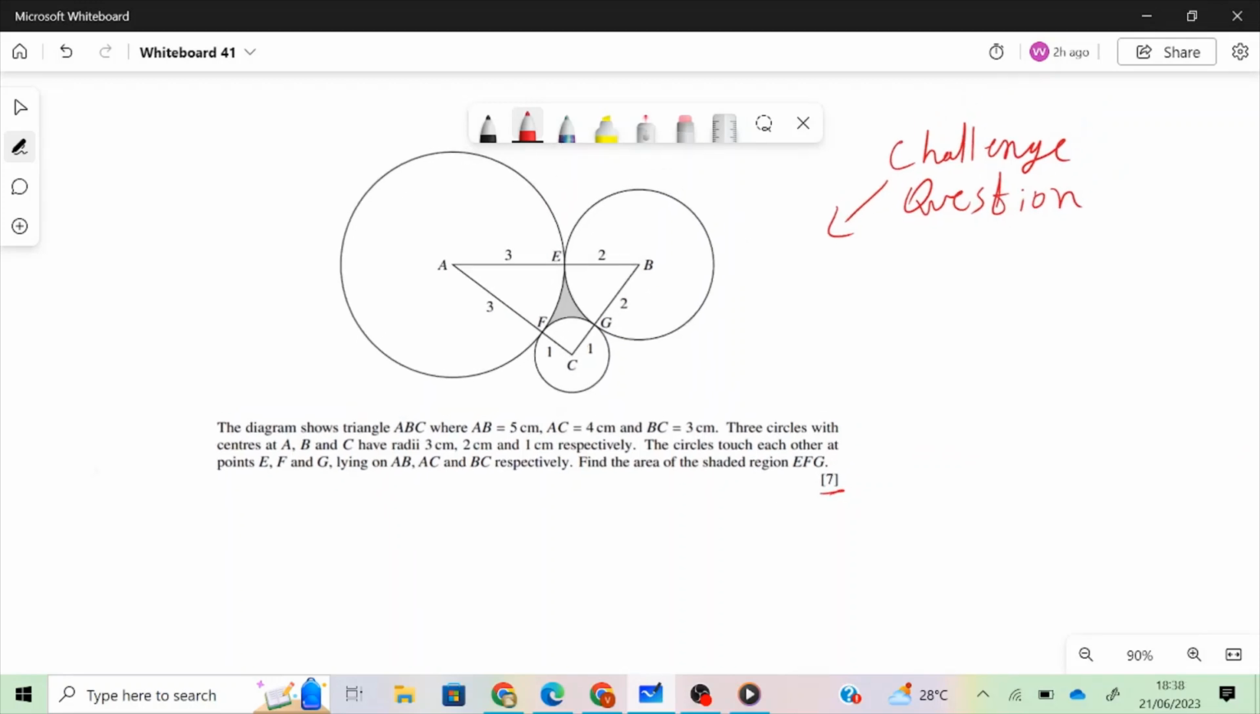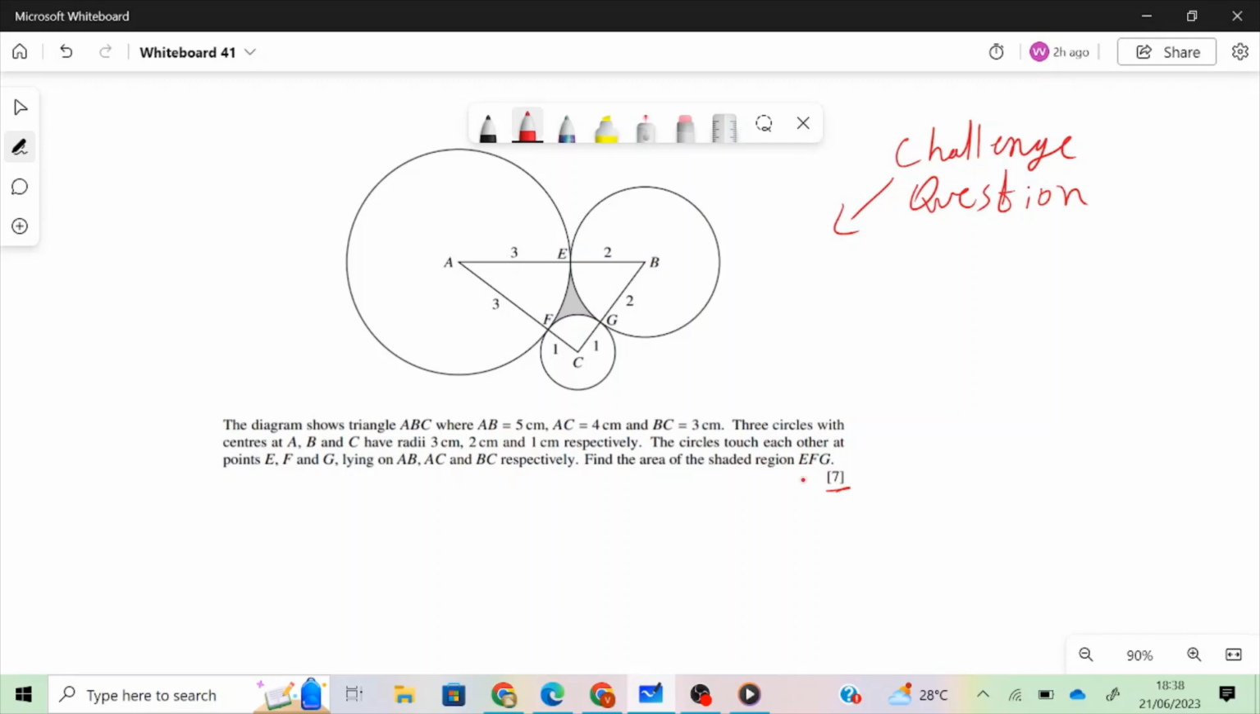Right, it says the diagram shows triangle ABC where AB is equal to 5 cm, AC is equal to 4 cm, and BC is equal to 3 cm. Okay, good to know. 3 circles with centers at A, B, C have radii 3 cm, 2 cm, and 1 cm respectively. The circles touch each other at points E, F, G, lying on AB, AC, and BC respectively. Find the area of the shaded region EFG.